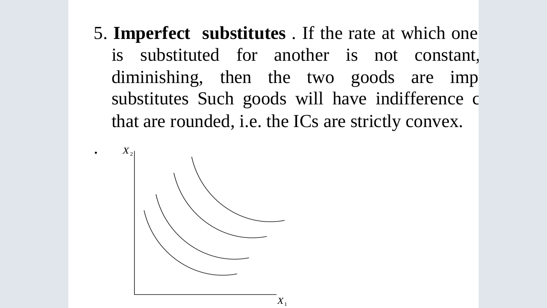So the ordinal approach simply means you cannot measure utility, but you can rank. That is using the indifference curves, and we use the indifference curves to rank the satisfaction. The other one, that is the cardinal, simply assumes that utility can be measured, and in this case you can measure utility in units, which are called utils. So in this case we have used the indifference curve to simply represent levels of satisfaction.